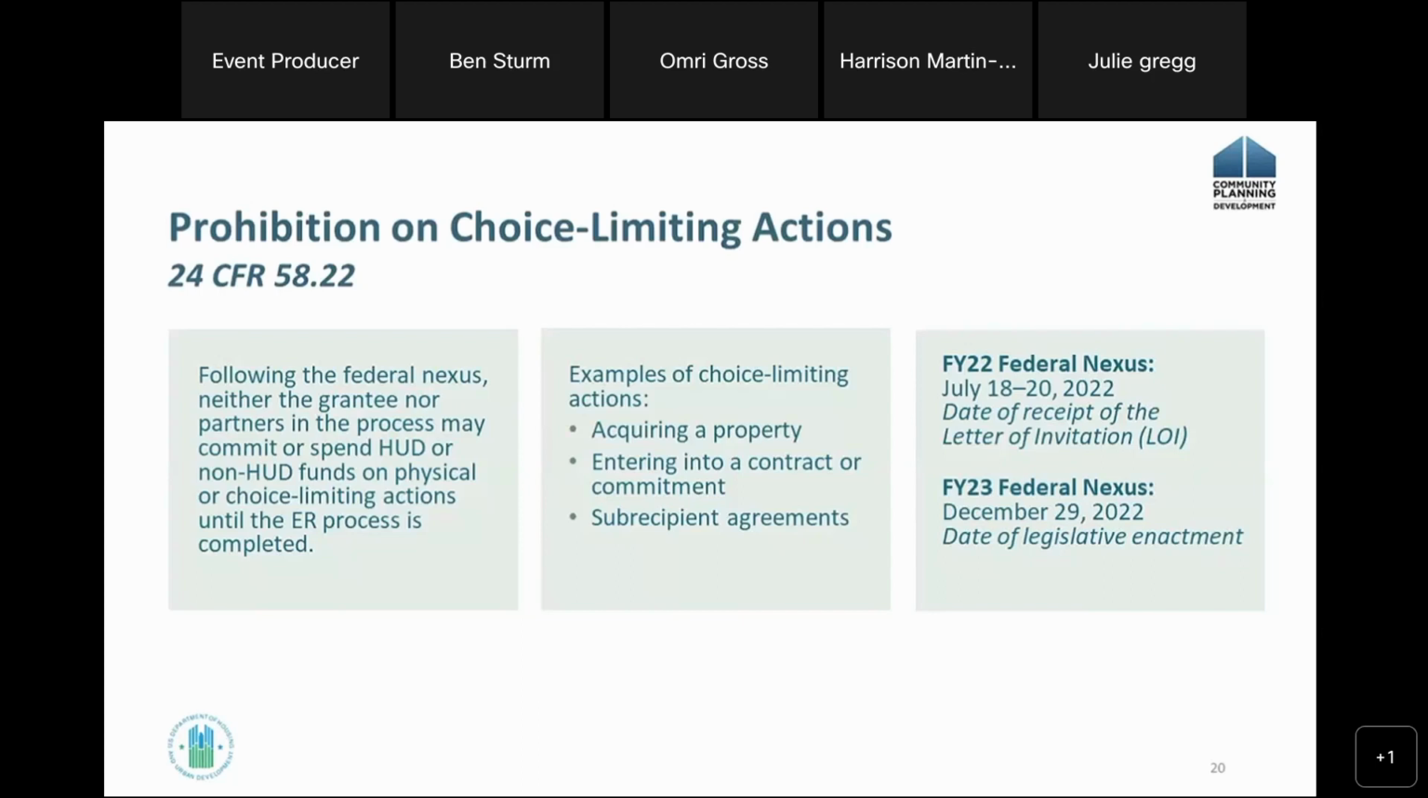Now, one important caveat here is that any work under existing contracts that were entered into prior to the federal nexus may actually proceed, but would be doing so at the project's own risk. So again, let me just repeat that. The caveat here is that any work under existing contracts that were entered into prior to the federal nexus may actually proceed, but would be doing so at the project's own risk.